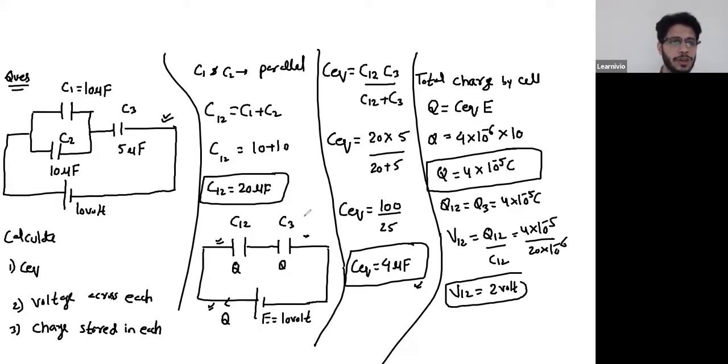Johanna, can you guess the voltage across C3 directly? The total is 10. Out of 10, 2 volt is across C12. So what should be the voltage? 10 minus 2, 8 volt. You can even calculate using this formula. So V3 is Q3 by C3. Q3 is 4 into 10 raised to the power minus 5, C3 is 5 into 10 raised to the power minus 6. That comes out to be 8.